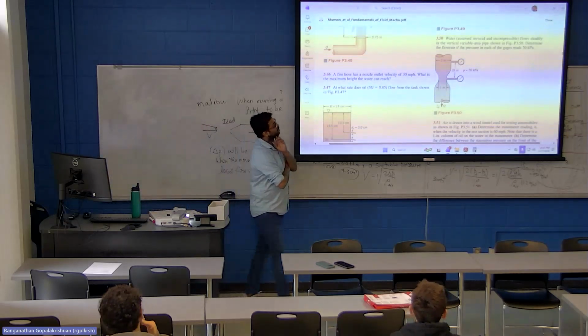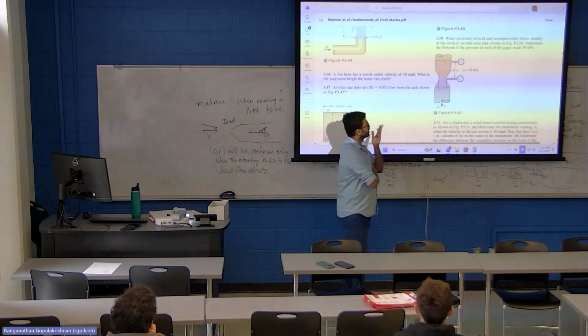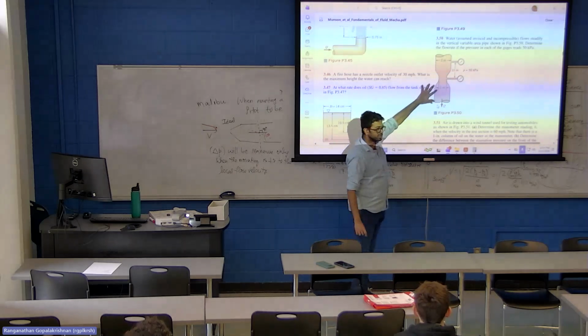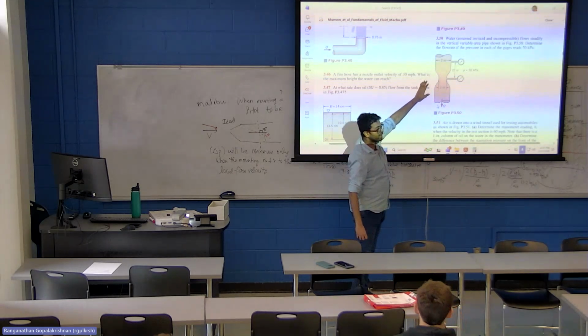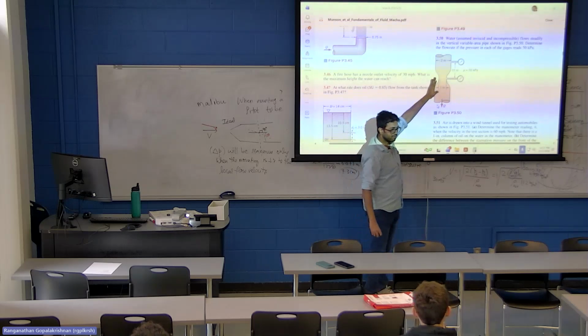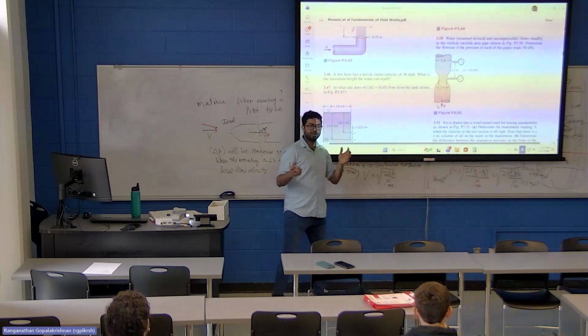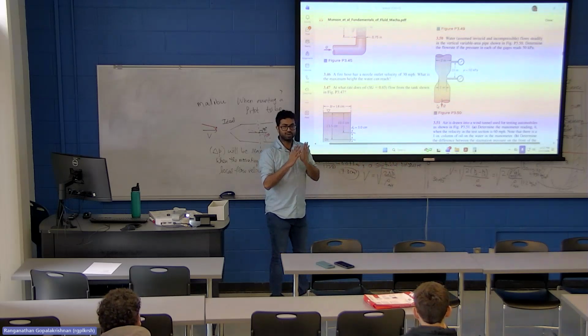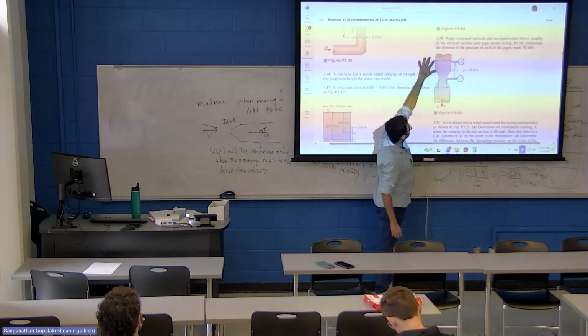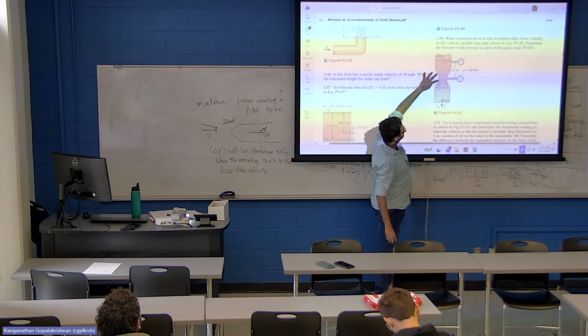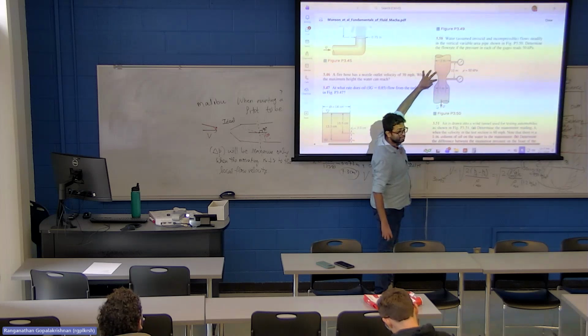Okay, so here's the strategy. In all of these problems involving Bernoulli equation, what you have to do is try to identify a line which can be called a streamline, which goes through the intended flow. In this case, you are interested in what goes on between this cross section, which is at 2 meters, and this cross section, which is at 1 meter.